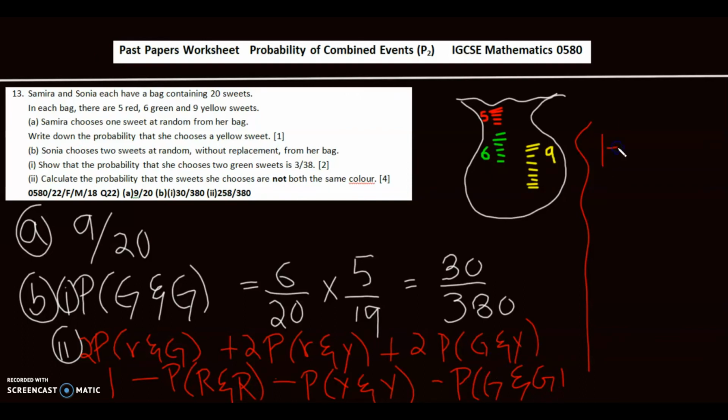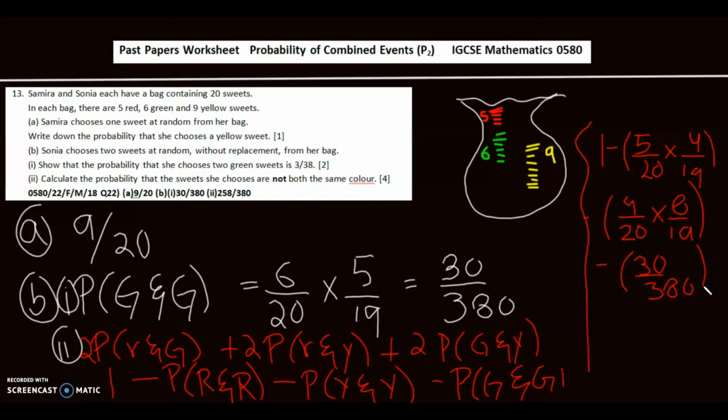So 1 minus, what is the probability of red? Probability of red is 5 by 20 times 4 by 19. Then minus probability of yellow, which is 9 by 20 times 8 by 19, and then probability of green I already know is 30 by 380. So I'll find this difference and that should be the final answer, which gives me 258 upon 380, or, sorry, not rounded off answer, simplified answer 129 upon 190.